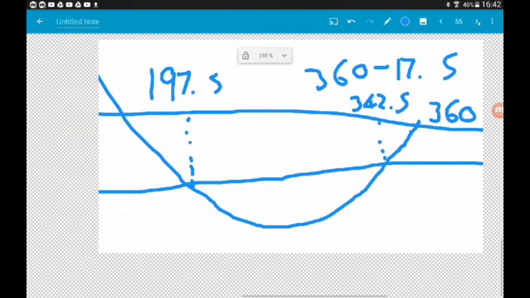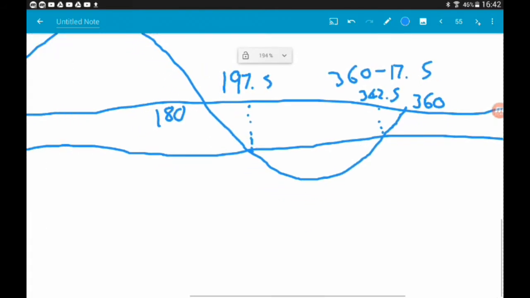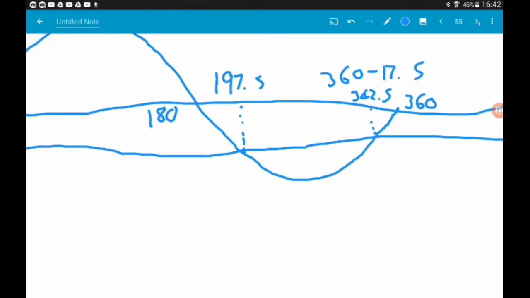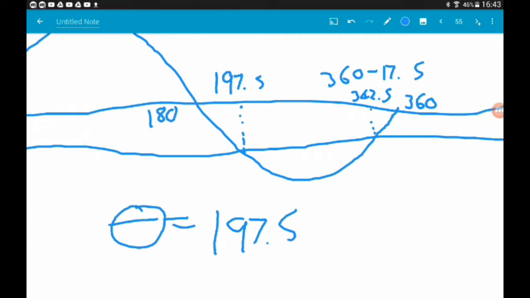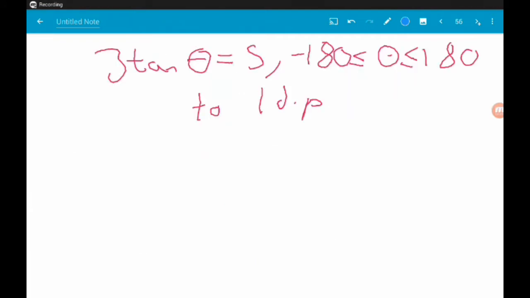So even though our calculators gave us that -17.5, it still allowed us to get to the ones we're interested in. So theta to 1 decimal place is 197.5 and 342.5. Good. Okay, let's go for a tan one.